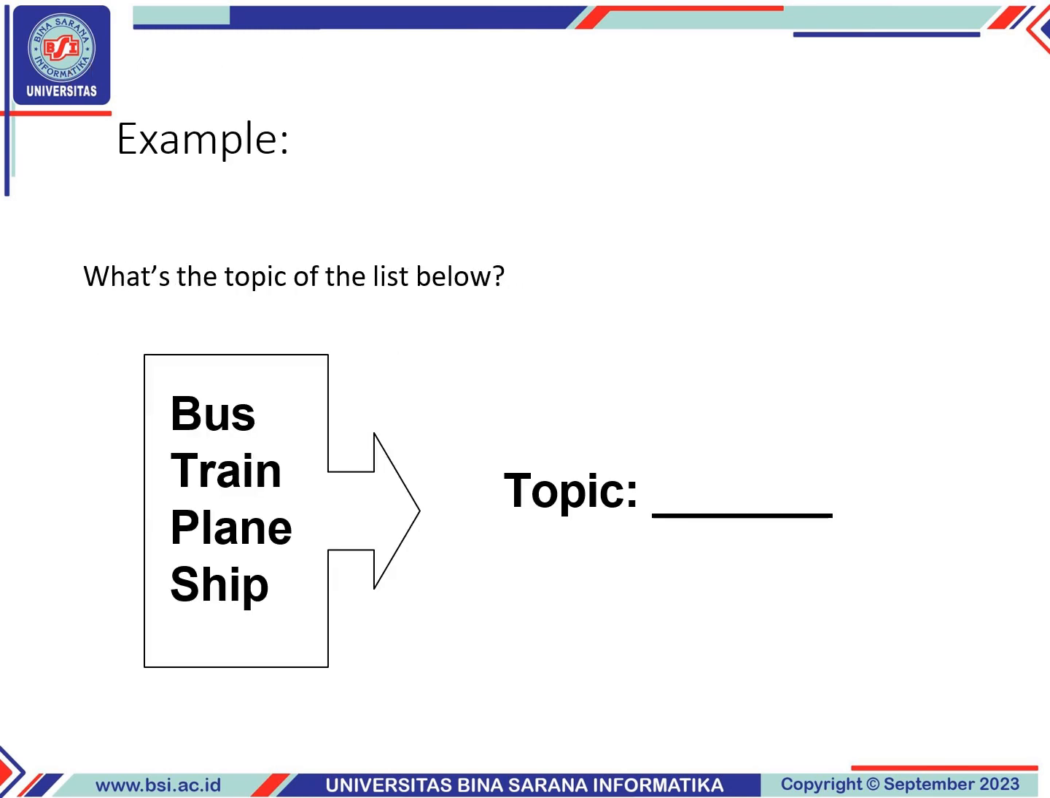To help you understand the topic better, let's see an example. What's the topic of the list below? The list is bus, train, plane, ship. Based on you, what is the topic for this? Okay, we can set the topic as vehicles, or we can also say kinds of transportation.